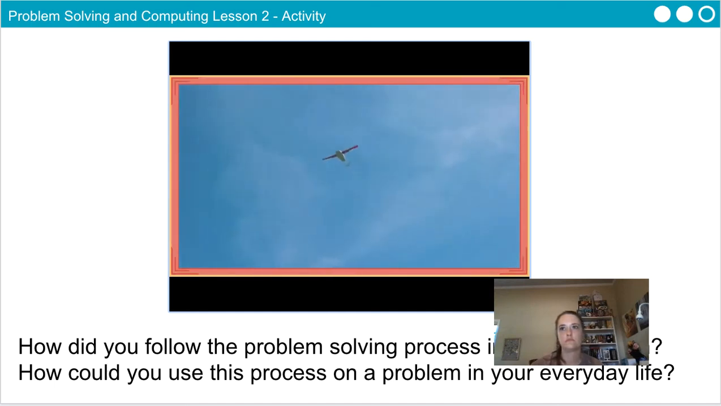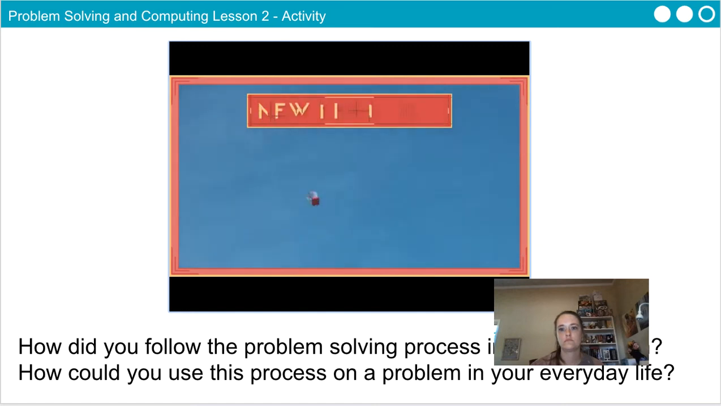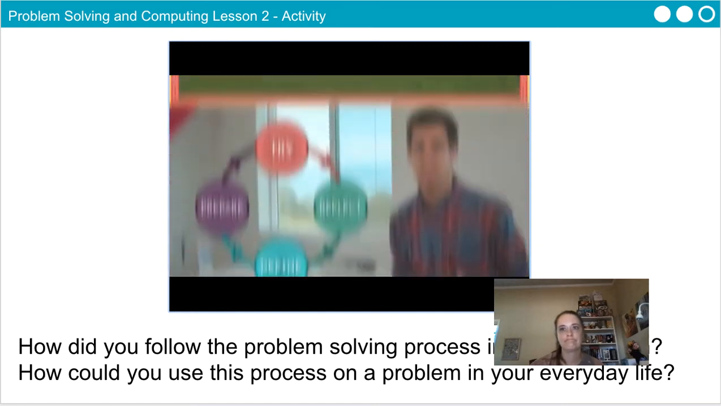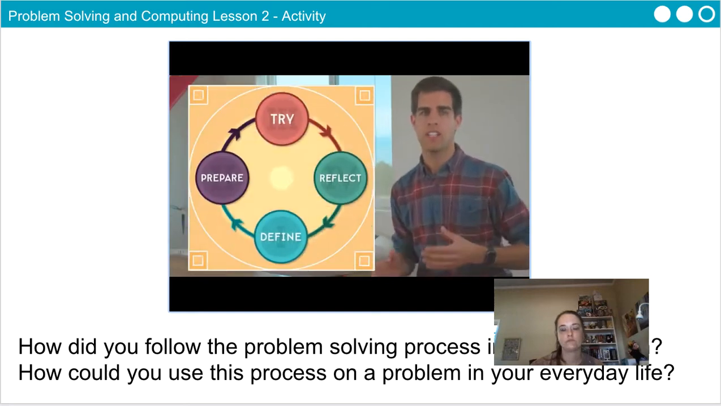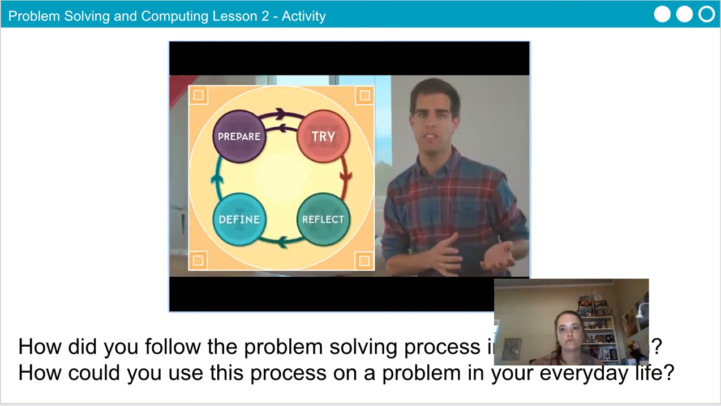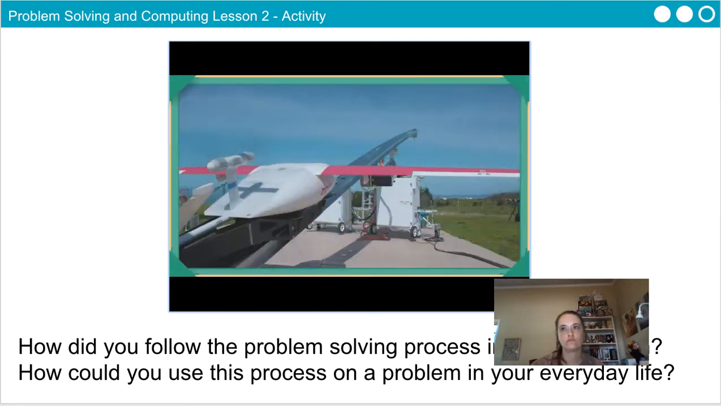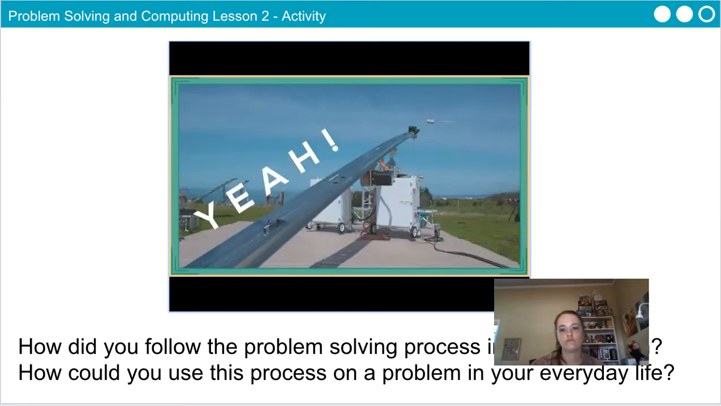We quickly learned that dropping the blood from the sky worked really well, but we also learned problems like weather and hardware failures could slow us down a lot. So, as we tried, we had to go back and prepare new solutions as we defined new problems. Finally, we had something that worked.